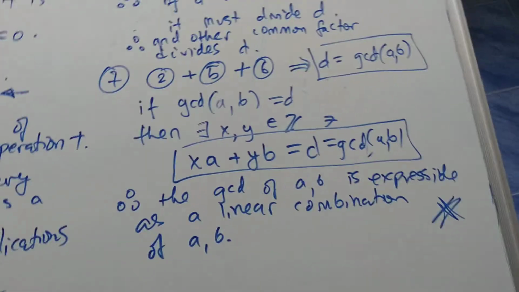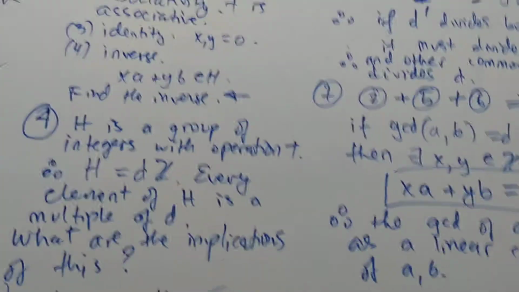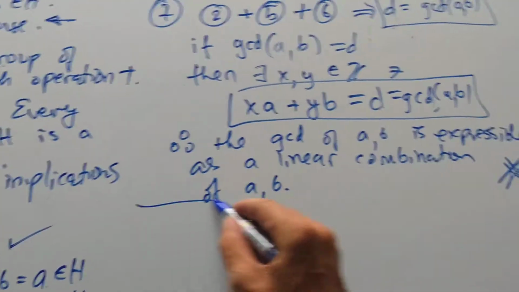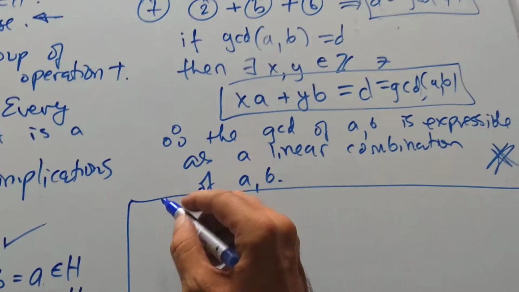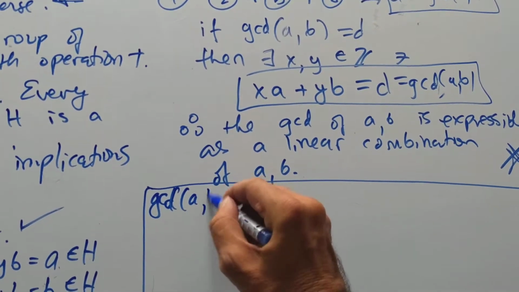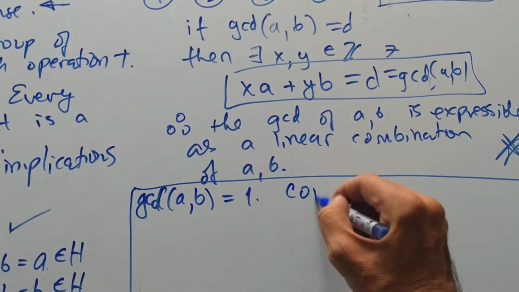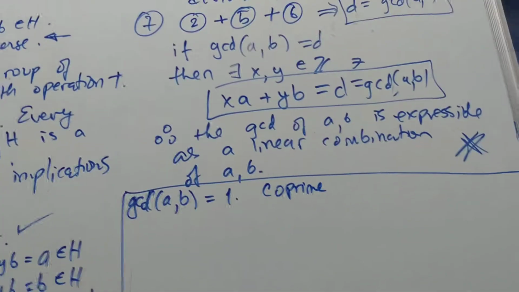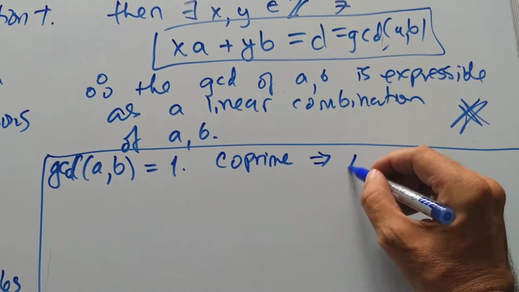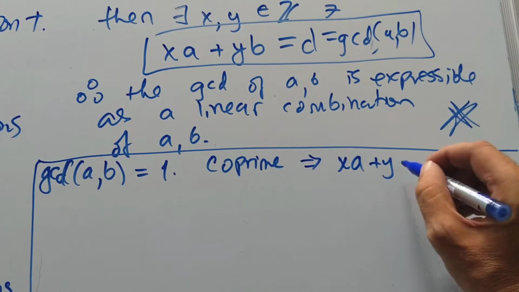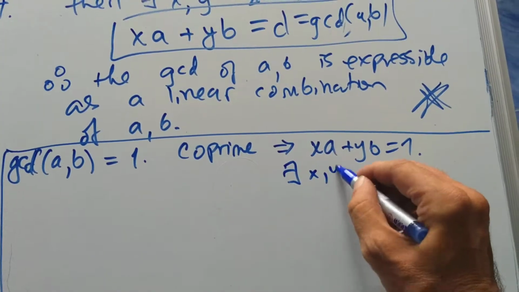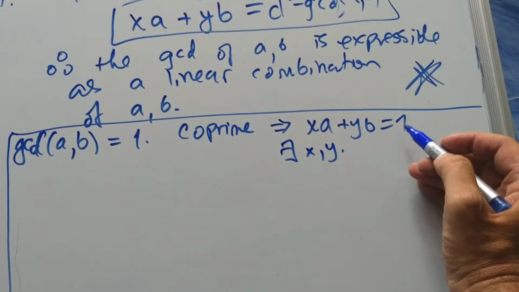It's wonderful. But we're not yet finished. I have some comments to make. We still have some things to think about. What if the GCD is 1? Let's say the GCD of A and B is 1. The numbers are coprime. They have no factors in common. Well, according to this, it implies that xa plus yb is 1. There exist these two numbers, x and y, such that this is true.